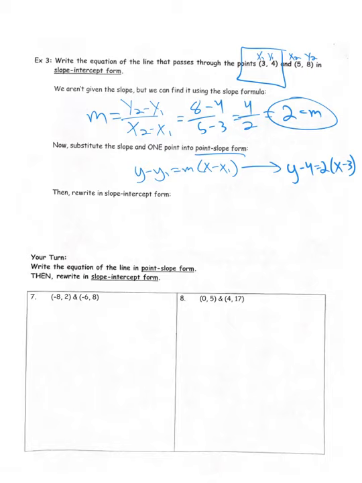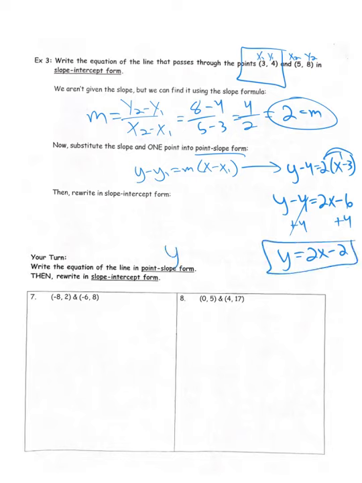And then we want to go ahead and distribute and get y by itself. So distributing, I get y minus 4 is equal to 2x minus 6. And lastly, to get y by itself, we're adding 4 to both sides. So I get y is equal to 2x minus 2. And now I've arrived at that y equals mx plus b, or that slope-intercept form.